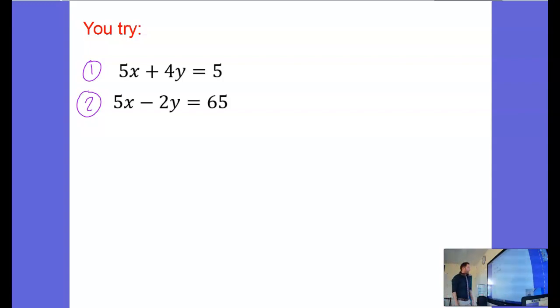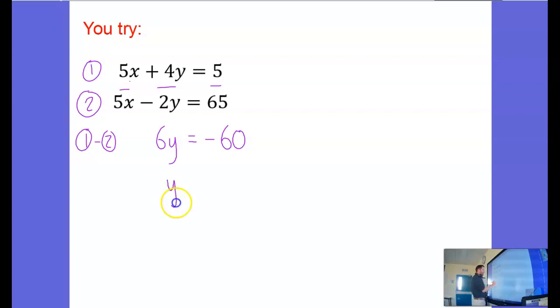Okay, and here is the solution. Let's just do 1 minus 2. You could do 2 minus 1. You're going to get the same answers if you follow it carefully. So 1 minus 2, 5x minus 5x is 0. 4y minus 2y, that's a plus. So 4y plus 2y is 6y. And then 5 minus 65, make sure I get this in the right order. 5 take away 65 is negative 60. Okay, these negatives make simultaneous equations much harder. Divide by 6 and I get y equals negative 10.